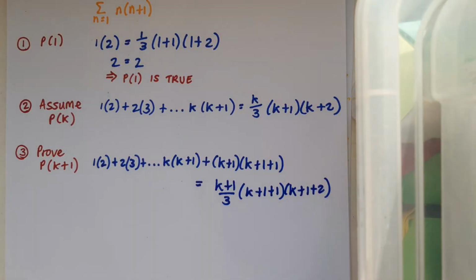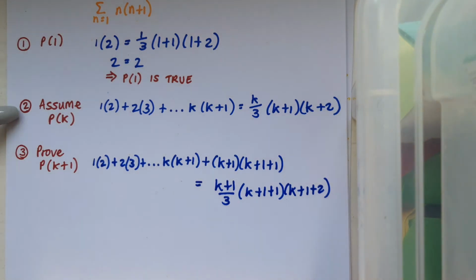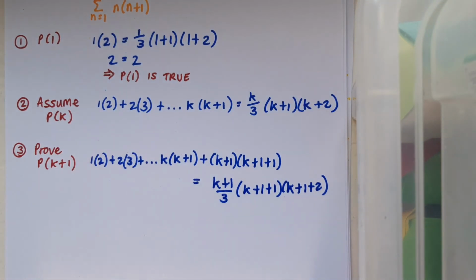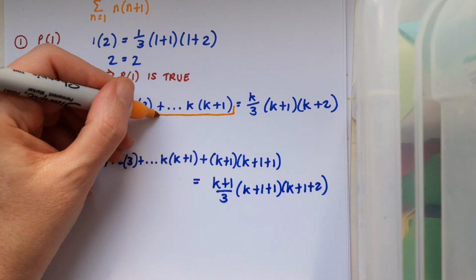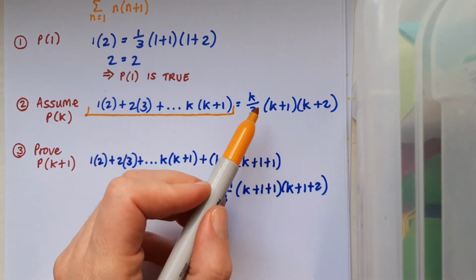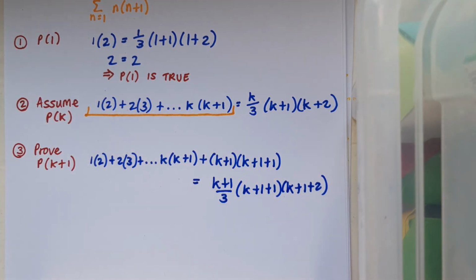And now what I need to do is just resolve both sides. Actually, sorry, before I resolve both sides, I need to get this more manageable over here, don't I? Because dot, dot, dot isn't any good to me. What I can do at this stage is look back to my second step and say, okay, I made this assumption that all of this stuff here equals k over 3 times k plus 1 times k plus 2.